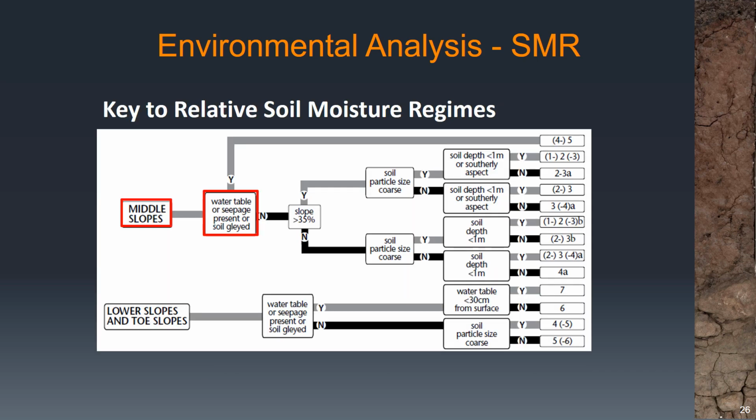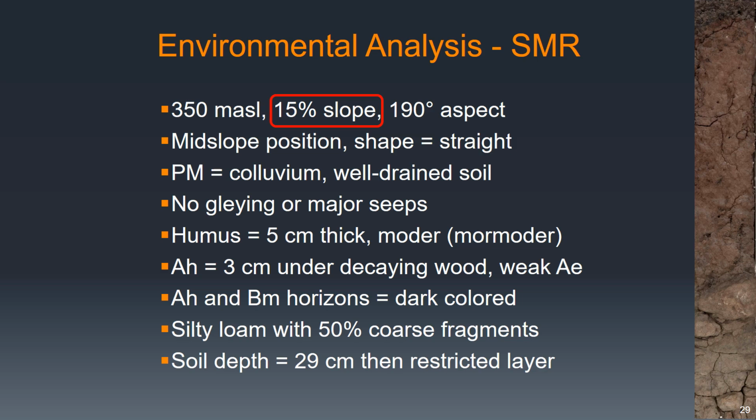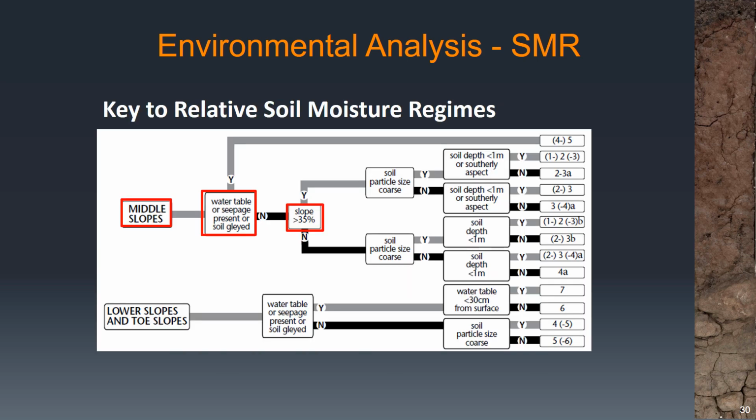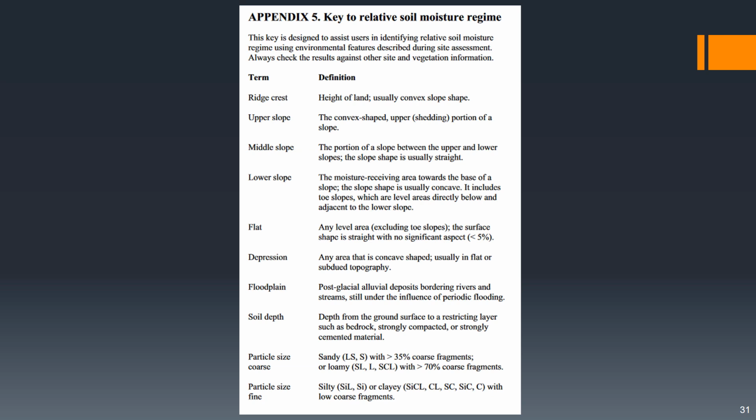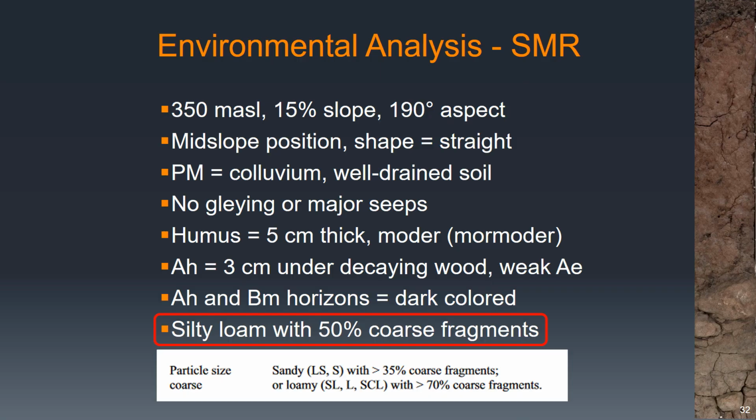So did we see a water table or seepage or gleying in the soil? Nope. Is the slope greater than 35%? No, it was 15%. Is the soil particle size coarse? So this one might be confusing because you might think, okay, how do we define coarse? But fortunately, if you look back, there are some definitions about terms that are used in this key. And there's one there for particle size being coarse.